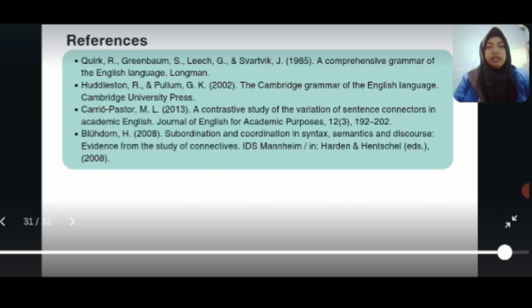And then there are the references that I used for my analysis for case 3.